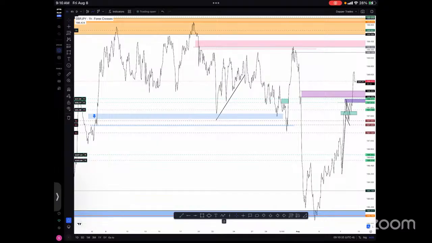So this is why it's important for you guys to know what type of market you're in. Are you in a bearish market? Are you in a bullish market? Or are you consolidating? From here to down here, that would be considered a range of consolidation, right?